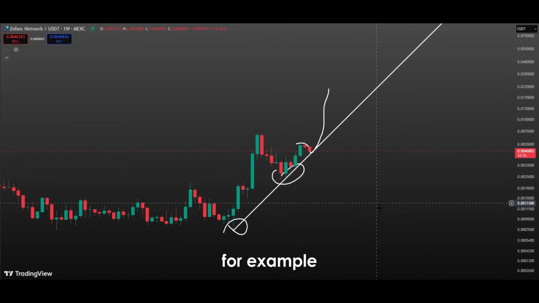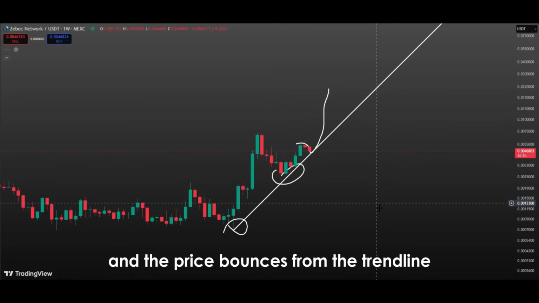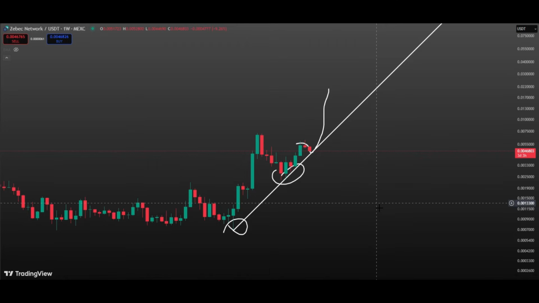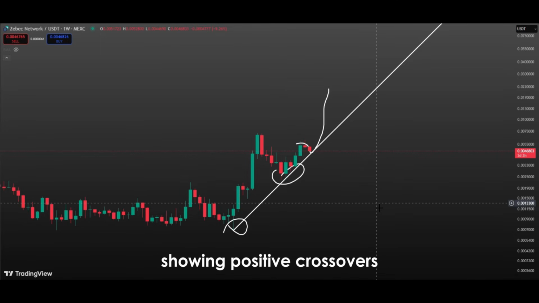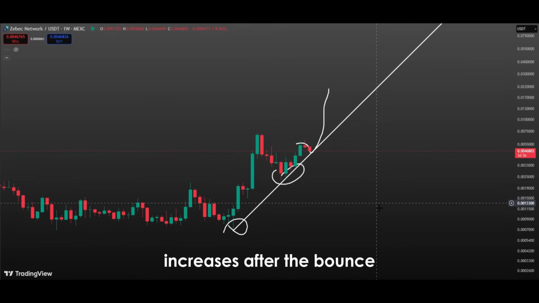A bounce from the uptrend line, when considered alongside other technical indicators, creates an even stronger signal. For example, if the RSI indicator is in the oversold zone and the price bounces from the trend line, this supports buyer dominance and upward momentum. Trend-following indicators such as MACD showing positive crossovers further increase the likelihood of continued price increases after the bounce.